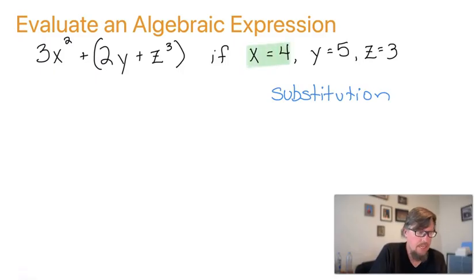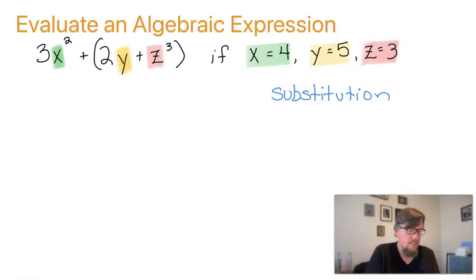So we're told x is equal to 4. That means we're going to replace this x right here with 4. We are told that y is 5, so we're going to replace the y with 5. And finally, we're told that z is 3, so we're going to replace this z with 3.